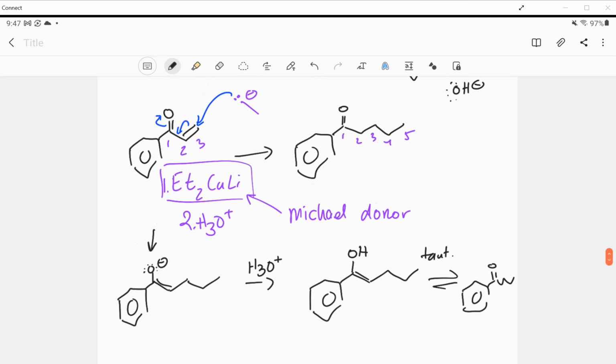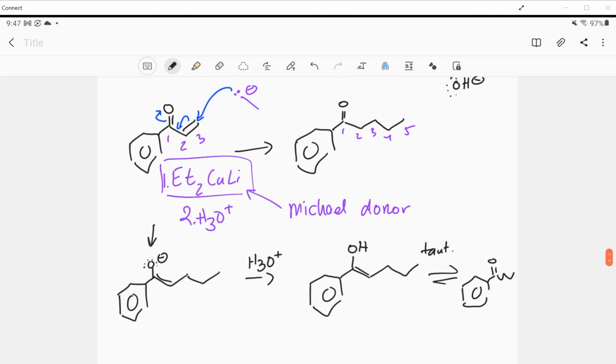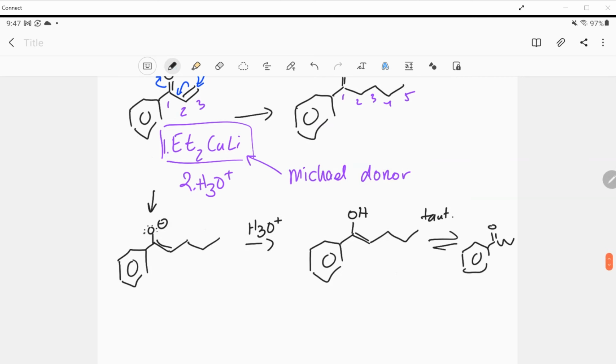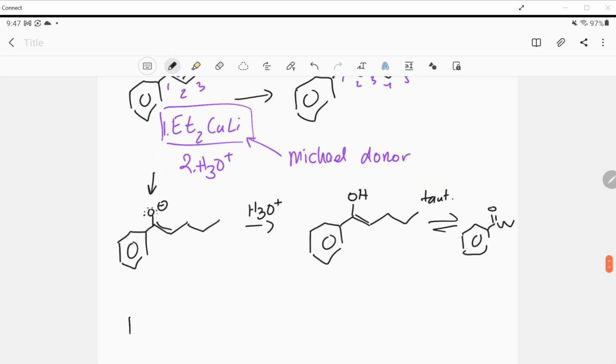All right, so the trick here was to use the Gilman reagent to get this done. Okay, and we have one more to go. Now that we have our product, let's do one last thing with it. So here's our product.